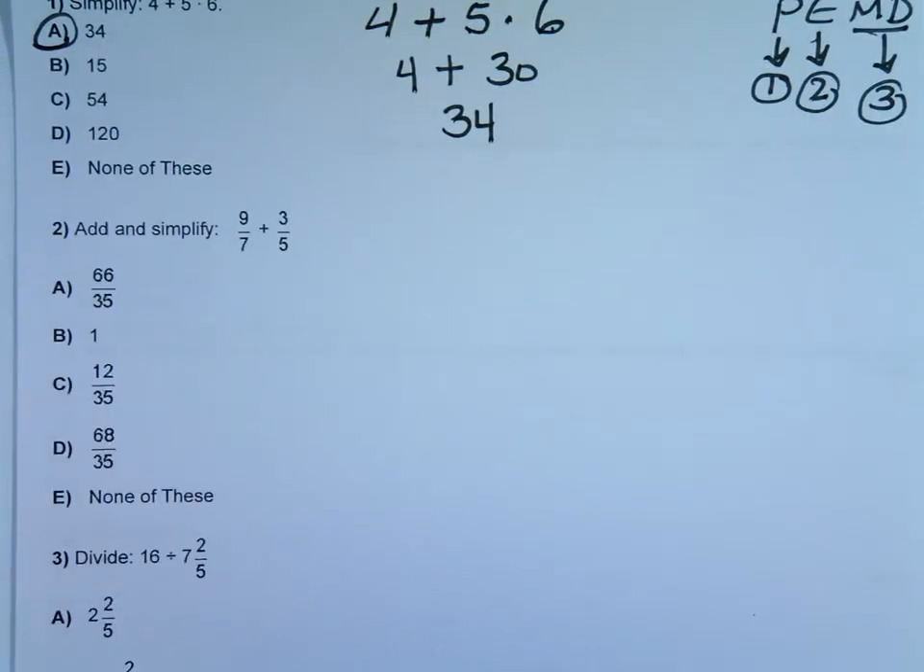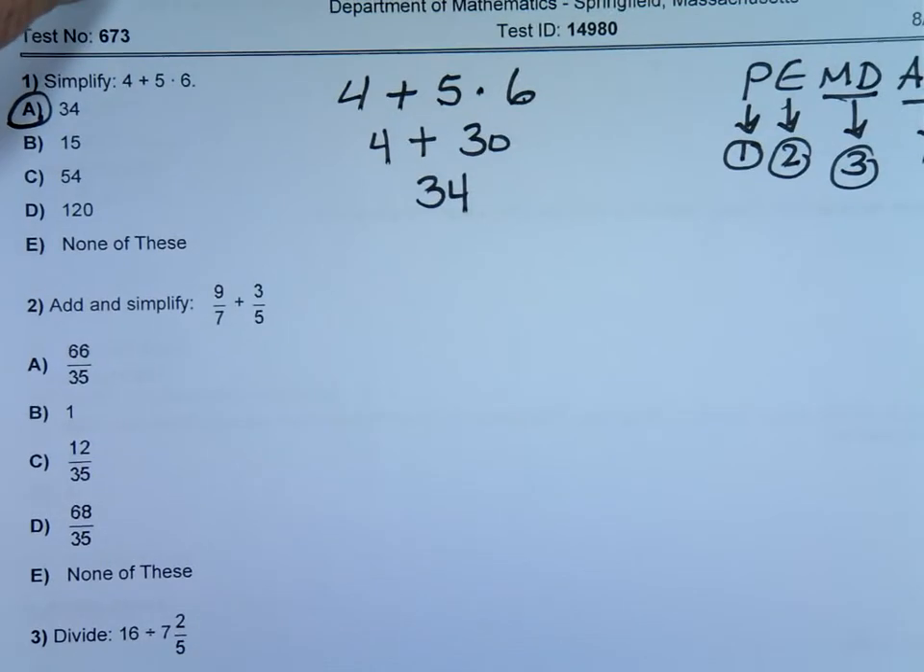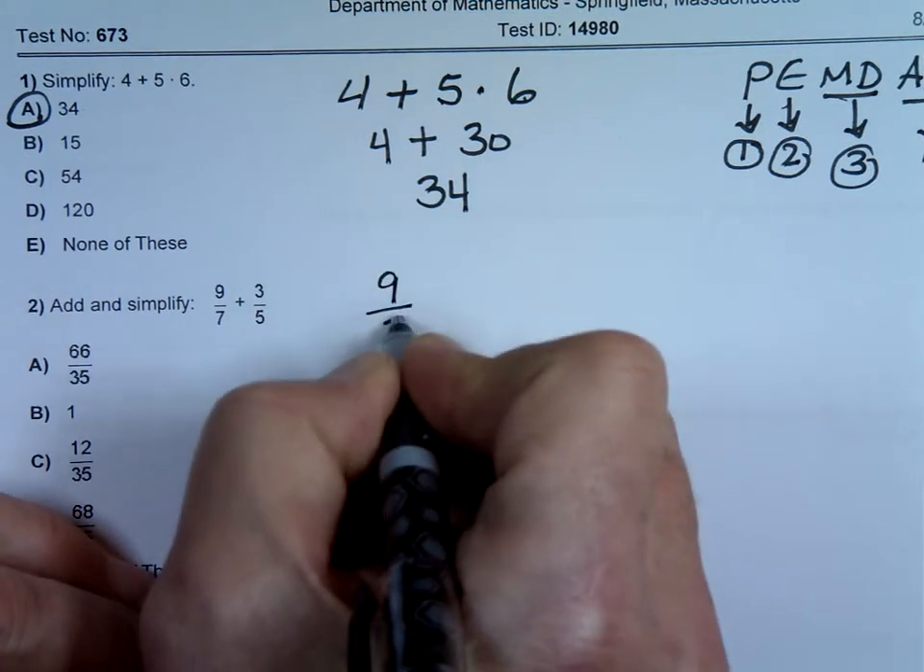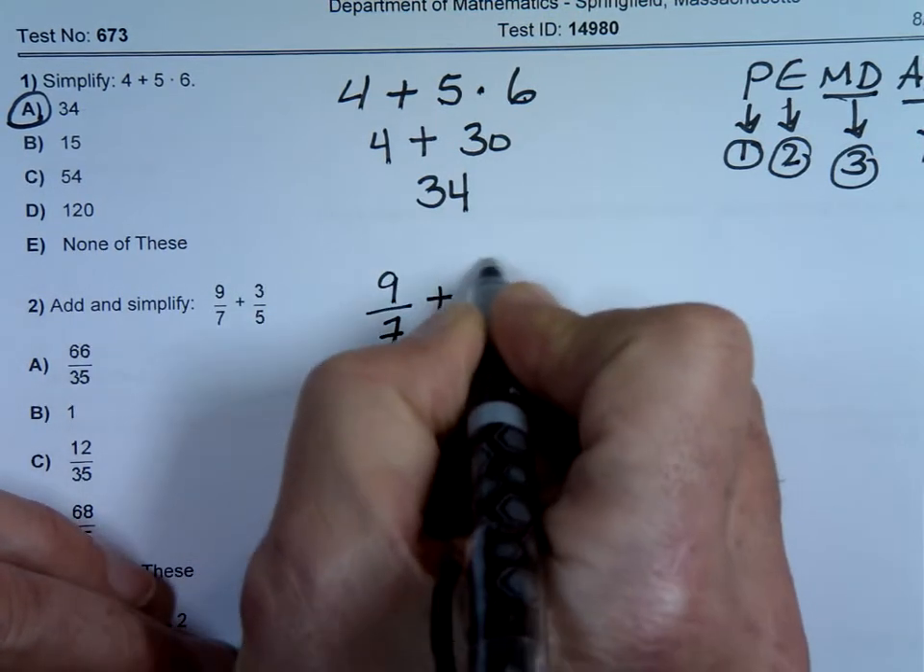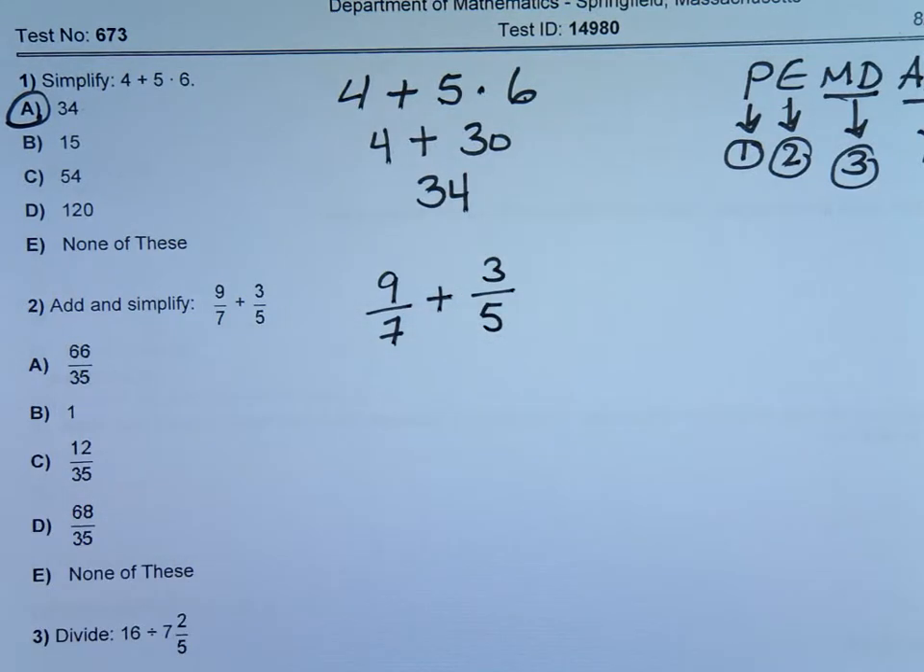Next question. Add and simplify. 9 over 7 plus 3 over 5. Notice the bottoms are not the same. So we have to find what? The least common denominator, which is what? 35.